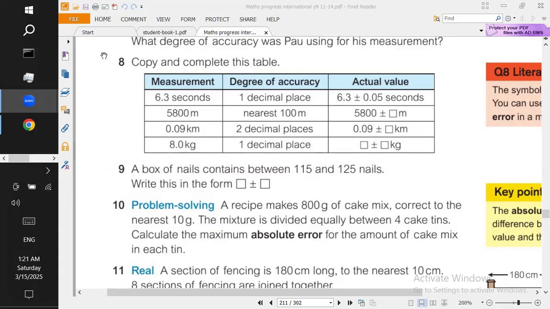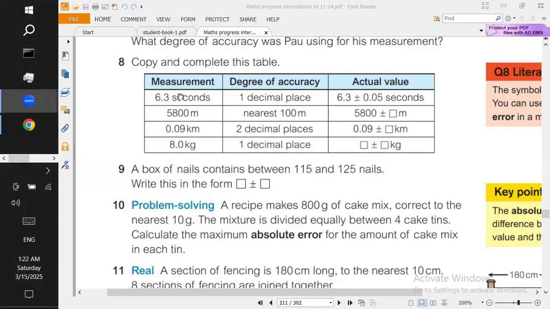In this lesson we're talking about upper and lower bound and how to use the degree of accuracy to find the upper and lower bound. Basically, the degree of accuracy is the word that comes after the word nearest. So when they tell you to the nearest one decimal place or to the nearest 100 meters, this is the idea of using the number and then dividing it by 2, then finding the absolute error, and then finding the upper and lower bound.